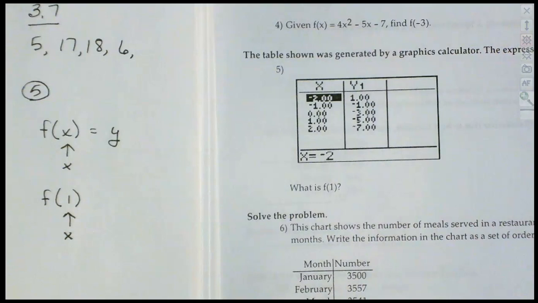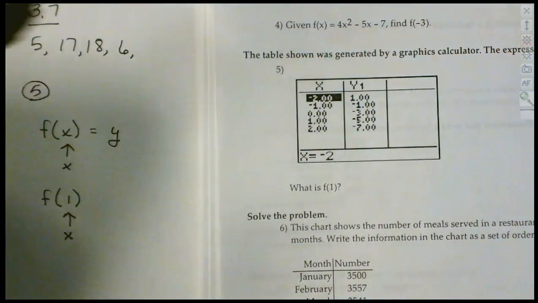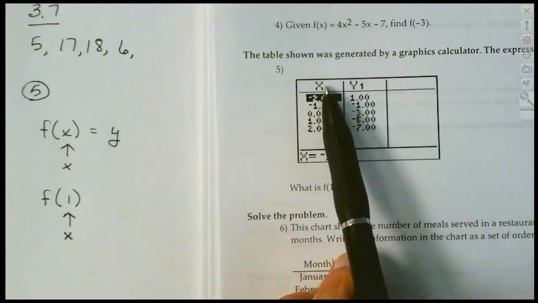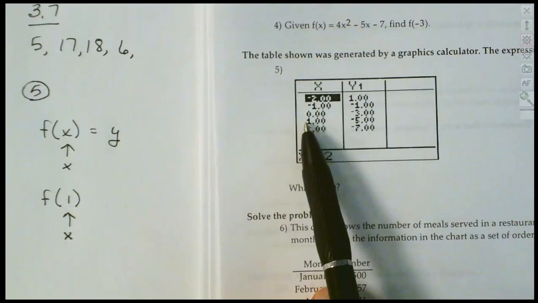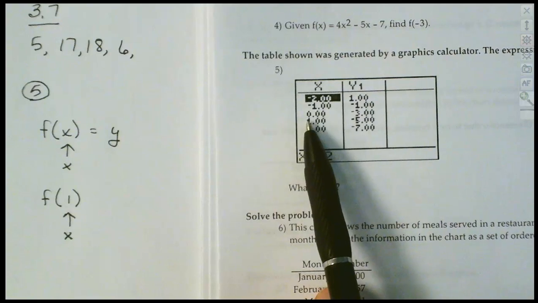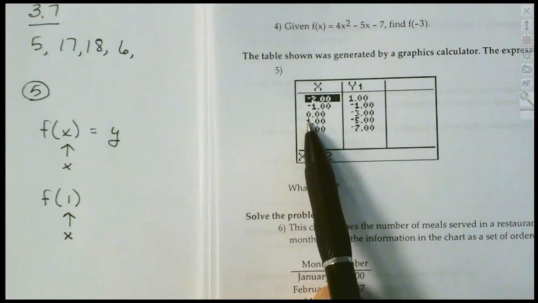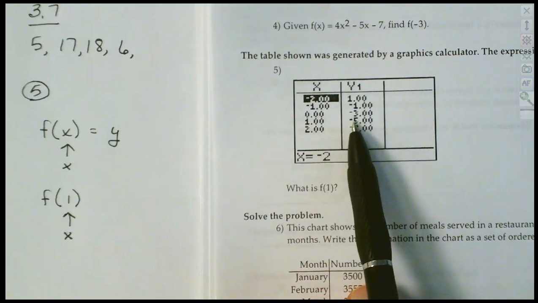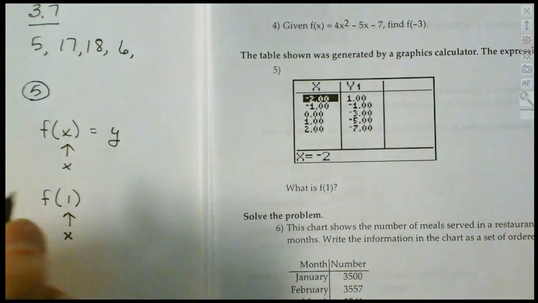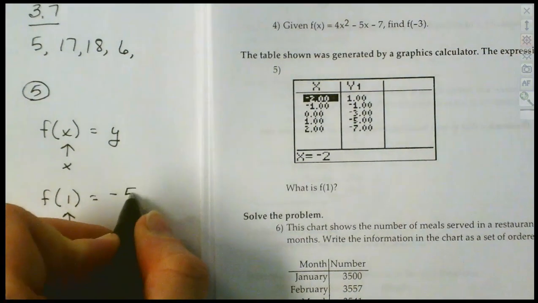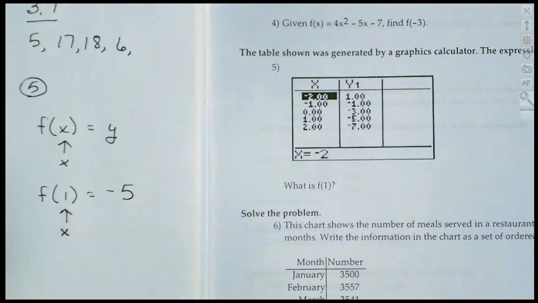So now we're going to go to our table on question 5 here. And these are our x values. So we're going to look at our table and find the one that's 1, because that's going to be f of 1. And when we look at f of 1, what does it translate out into? If I plug in 1, I get out -5. So that's what they're wanting you to do.